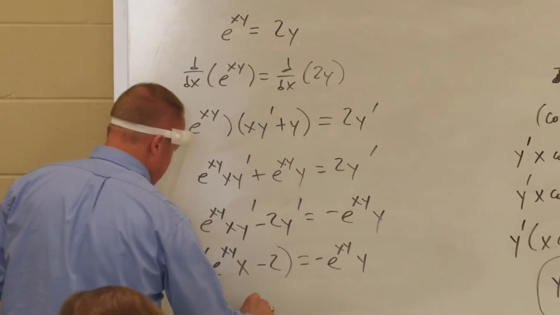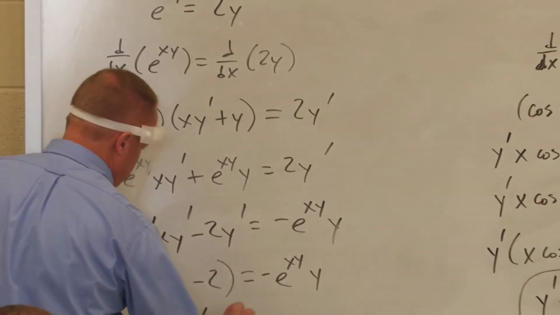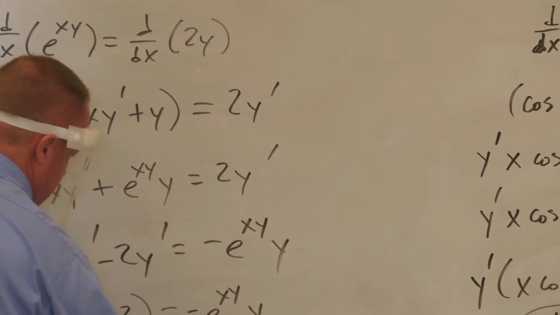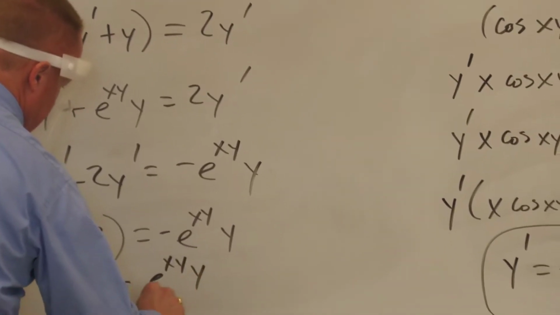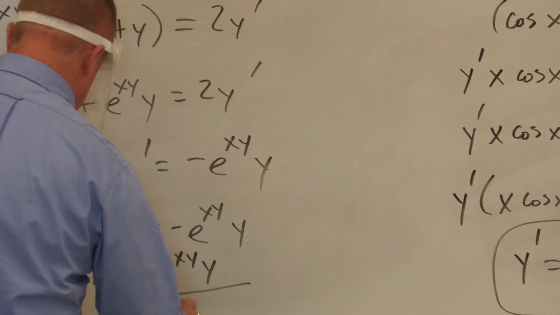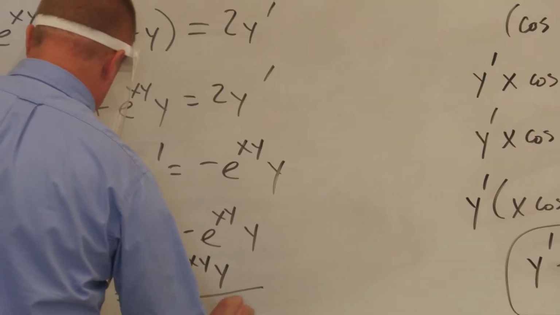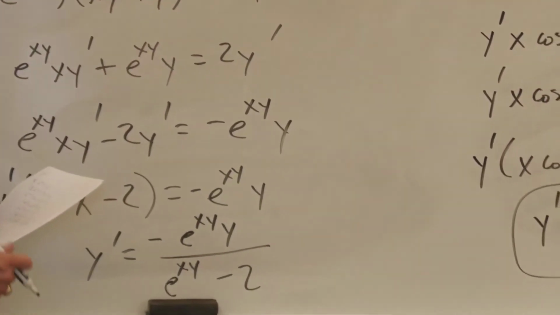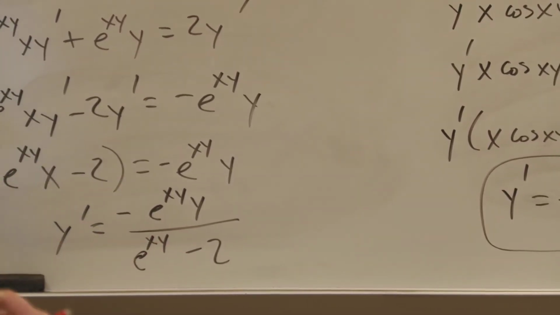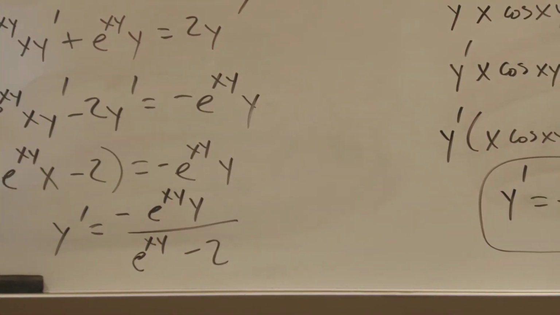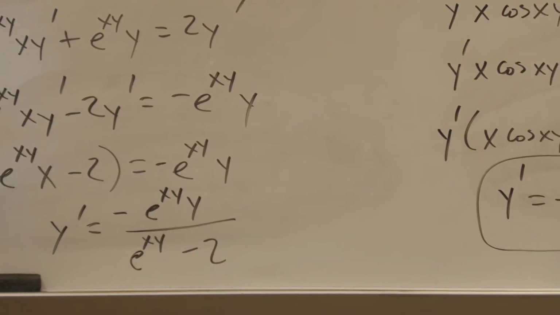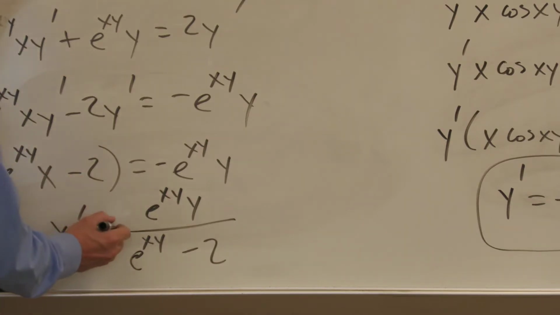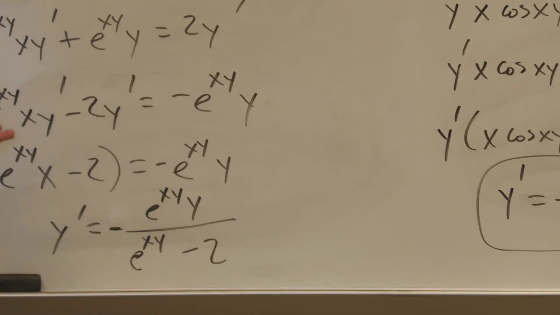And then divide. So y prime would equal negative e^(xy) y over e^(xy) minus 2. Okay? That answer would probably be okay. I think my MyMathLab was smart enough to know that would be okay. But you could make it a little simpler. This is like a negative 1 times this fraction, so you can multiply either the top or the bottom by negative 1. Not both, but one or the other, right?